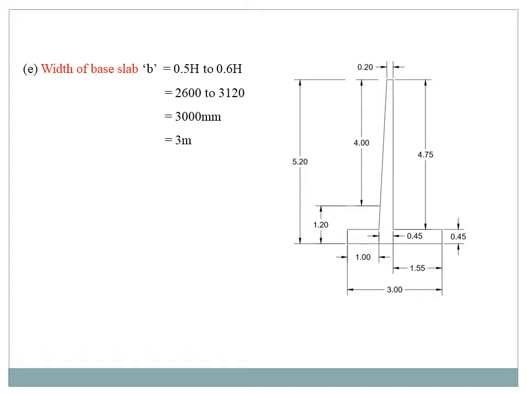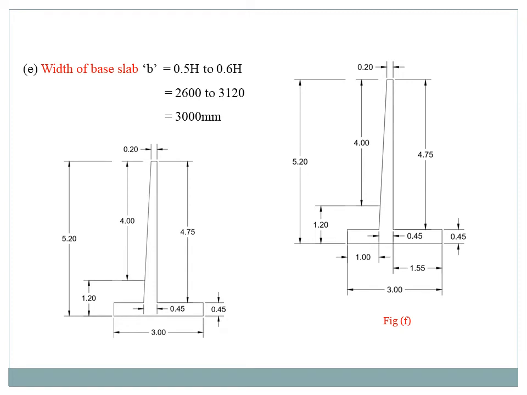So mark all the values in our retaining wall. The top of the stem portion we can assume as 0.2 meter. Then the height of the stem portion is 4.75 meter, the overall depth is 5.2 meter, the thickness of base slab is 0.45 meter, and the width of base slab is 3 meter. For the toe slab distance and heel slab distance, assume the toe slab width as 1 meter. With the remaining values, you can easily find the heel slab width.